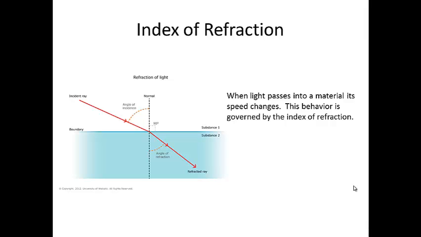An important property of all materials when it comes to light is that of the index of refraction. If light can travel through a substance, such as water, a gas, or in this case a polymer, the speed of that light will be decreased when it moves from one substance, let's say air, into the second substance, in this case a polymer.